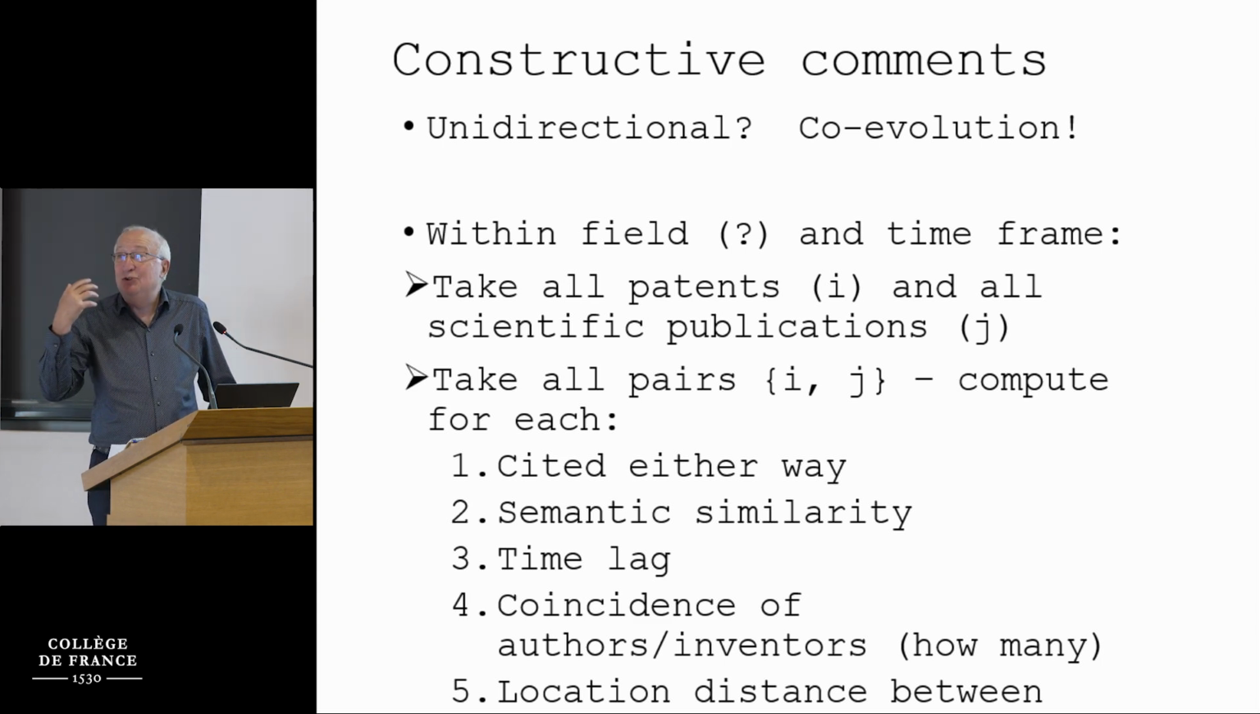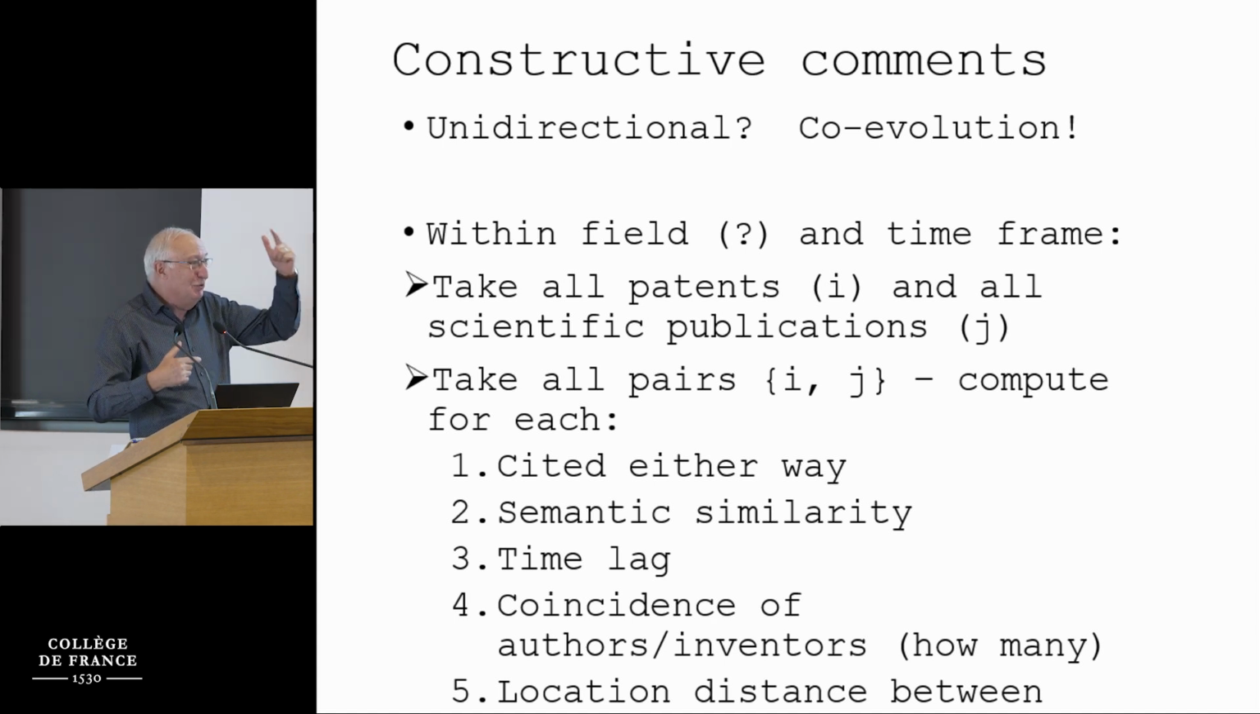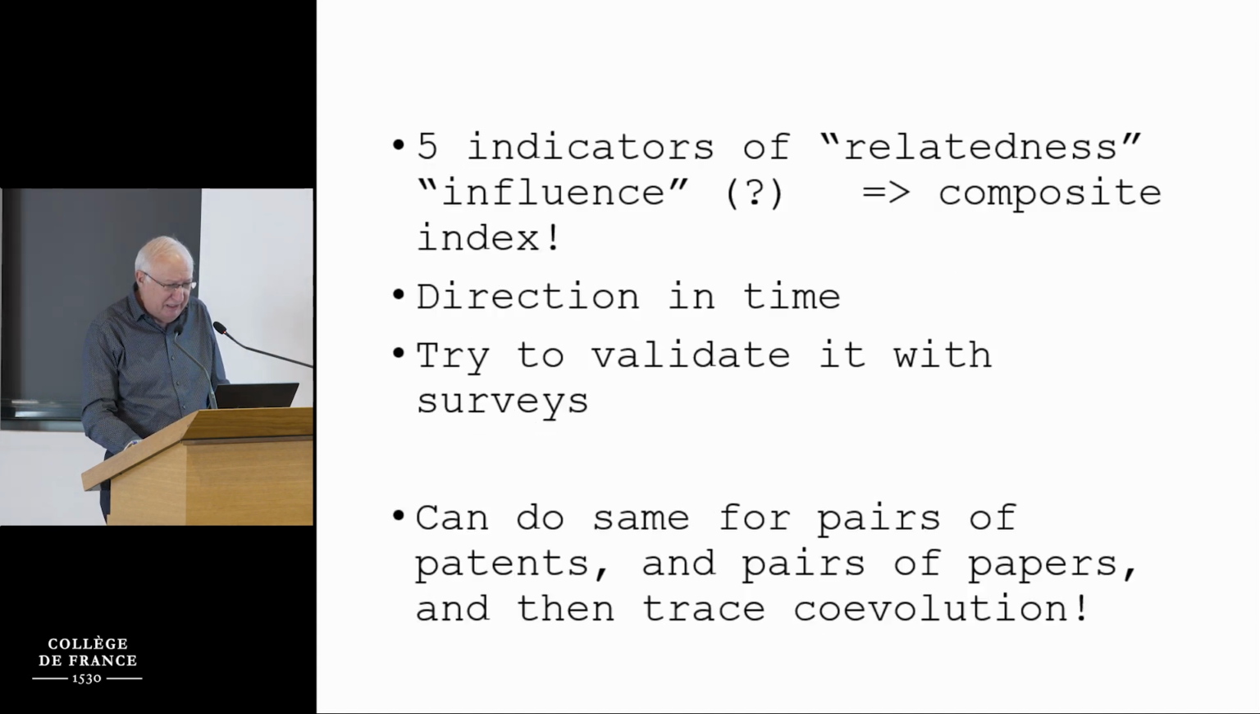Now, how do you construct that index? That's very tough because, again, you need something to verify it against, but there are various ways of doing it. And then you can see how they evolve over time. I mean, what's the direction in time? Try to validate it with surveys, and you can do the same for every pair.